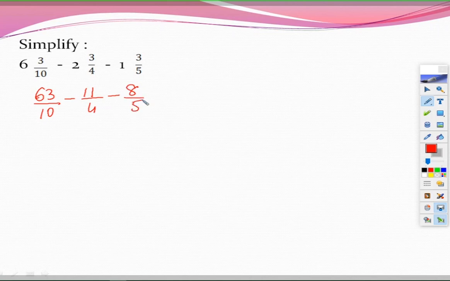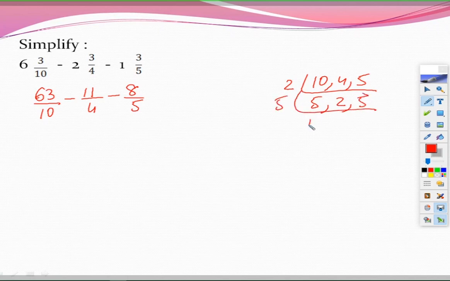Yes, we have to find out the LCM of the denominators. 10, 4, 5. Here we can take first by 2, that is 5, 2, 5. Now you can take by 5, 1, 2, 1. LCM is equal to 20. 5 into 2 into 2, that is 20. Now just do it.